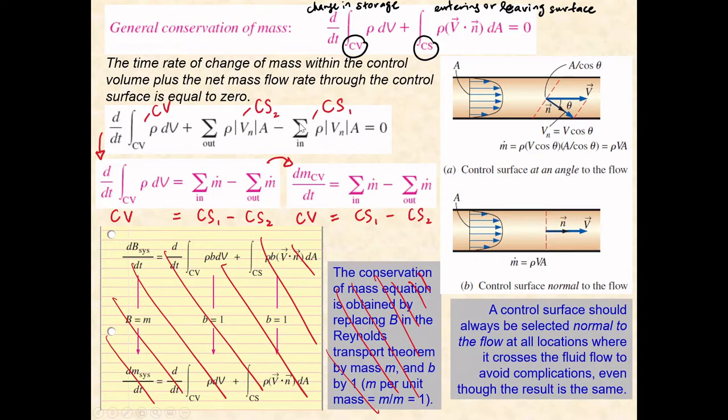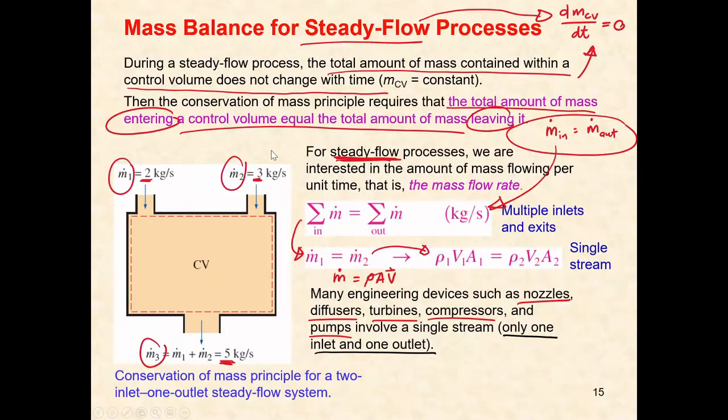You can also rearrange this equation into this form and then ultimately into this form. They are basically the same equation, it's just written differently. Now we are looking at mass balance for steady flow process. What does steady flow mean? Steady flow basically means no change of mass in the control volume with time. So during a steady flow process, the total amount of mass contained within a control volume does not change with time. So the m_CV equals constant.